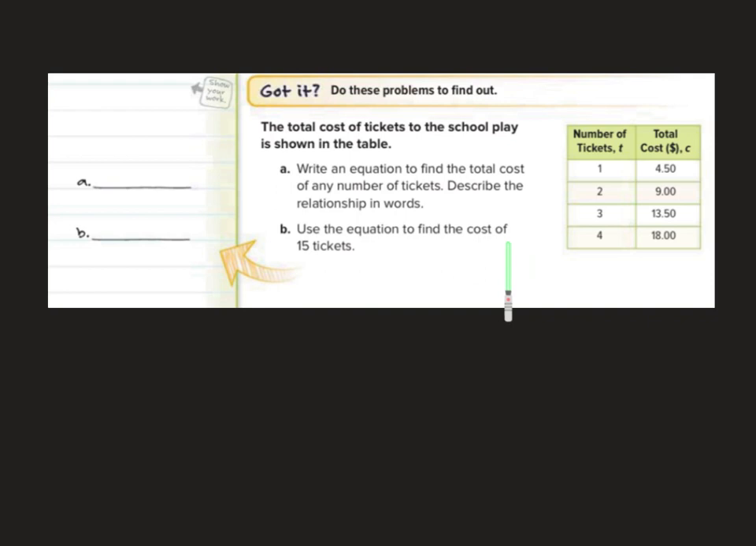So let's try this problem as an example. The total cost of tickets to the school play is shown in the table. We've got number of tickets represented by T, 1, 2, 3, 4, and total cost in dollars represented by C. We start out at 4.50, we go to 9, 13.50, and 18.00. So if we're looking for our rate of increase, we're moving up 4.5 for each ticket.